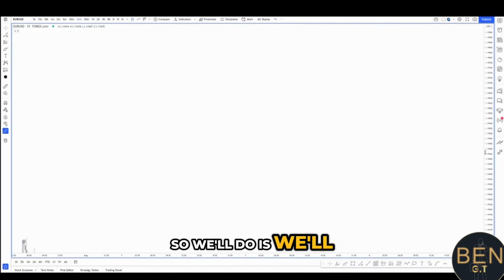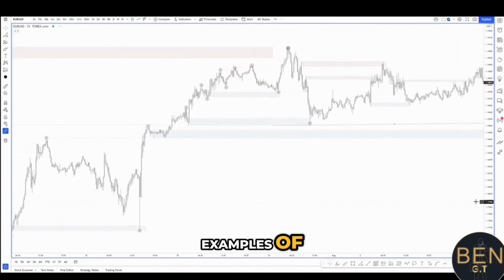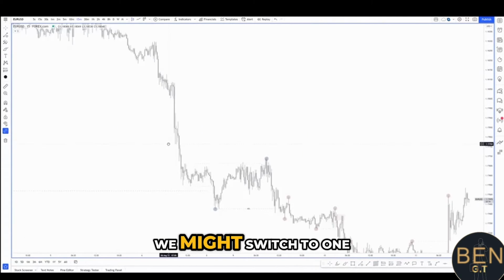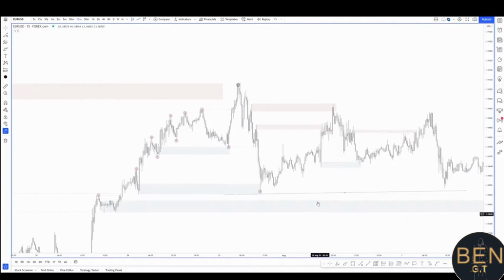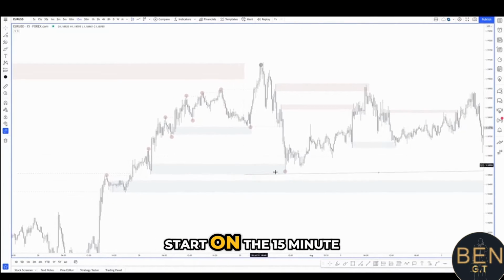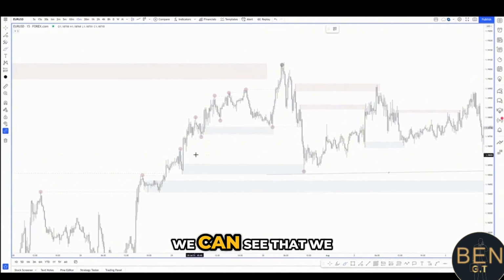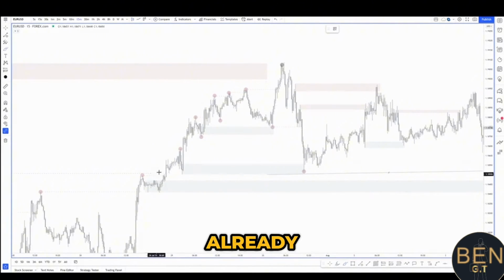So what we'll do is we'll just look at a couple examples of supply and demand zones here on euro dollar. We're going to look at 15-minute. We might switch to 1 minute as well, but for now we'll just start on the 15-minute and see how we get on. What we can see if we're just looking at this little bit of price action, we can see that we have a few demand zones already clearly marked out.